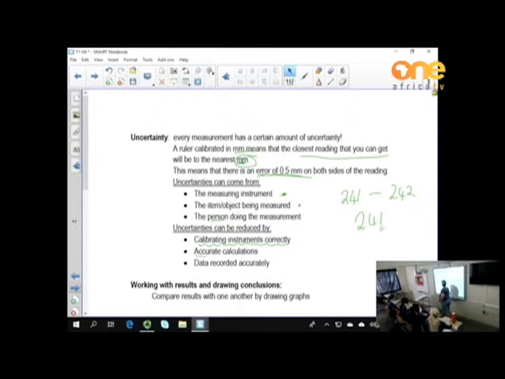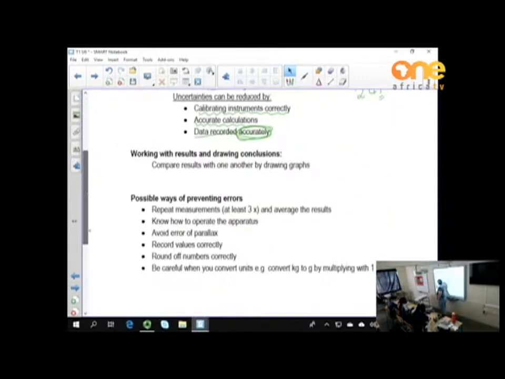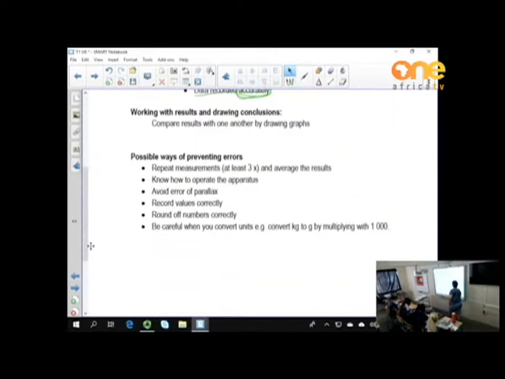Accurate calculations. In other words, we work out averages with which we do our calculations, and we need to record the data accurately. Human error. When we work with the results and we draw a conclusion, we will always compare results with one another by drawing graphs, because it's the easiest.